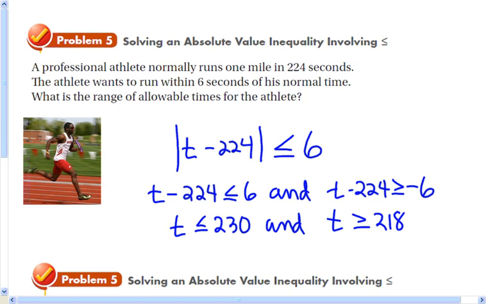Okay? So the athlete wants the time to be between 218 seconds and 230 seconds. We can write that as a compound inequality.